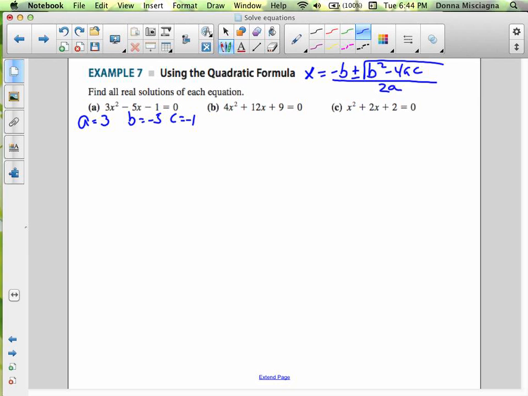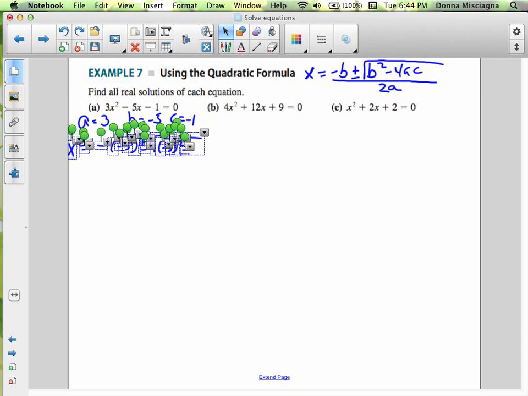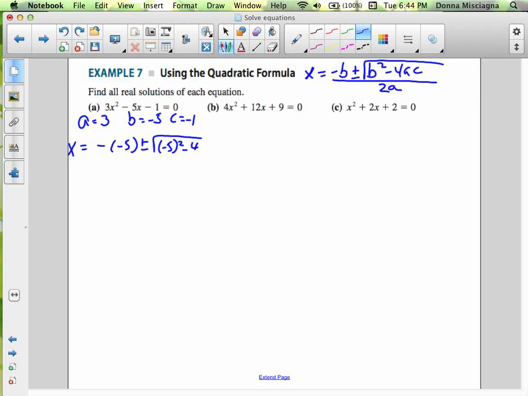So we have x equals negative 5 plus or minus the square root of negative 5 squared minus, I'm going to run out of space. I hate it when it does that. Minus 4 times 3 times negative 1, all divided by 2 times 3. So now let's simplify.